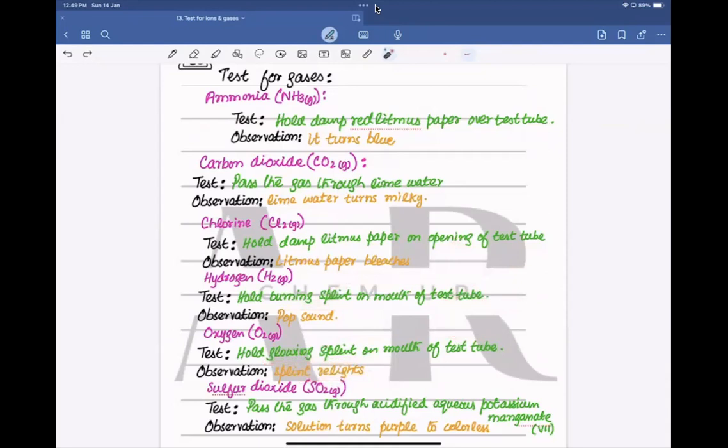So for hydrogen gas, we use a burning splint, which produces a pop sound. For oxygen, we will use a glowing splint, and it relights. For sulfur dioxide gas, we pass the gas through acidified aqueous potassium manganate(VII) and the solution turns from purple to colorless.